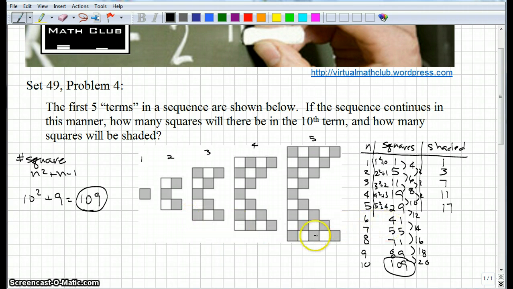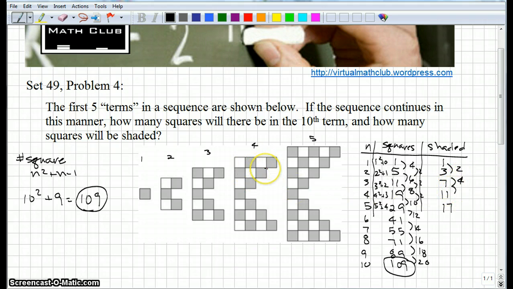Now let's look at the number of shaded squares. Again, there's a pattern, right? So let's look at the finite differences here. So it looks like we added 2. So we went from 1 shaded square, we added 2 more, 1 on each end. And then here we added 4. So 2 on the top, 2 on the bottom. So to go from 3 to 7, we added 4.